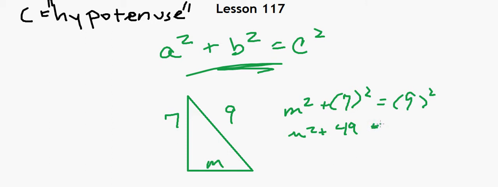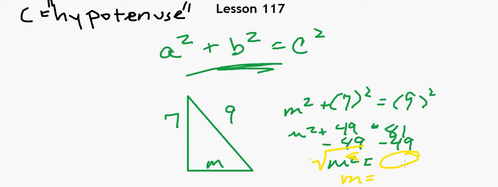What's 9 squared? Good practice for our squares. 81. No like terms here, so we need to subtract what from both sides? 49. What's 81 minus 49? We're going to have to take the square root of that to finally solve for M, right? So that I can get rid of this and have M equals. So what is this? 81 minus 49 is 32.